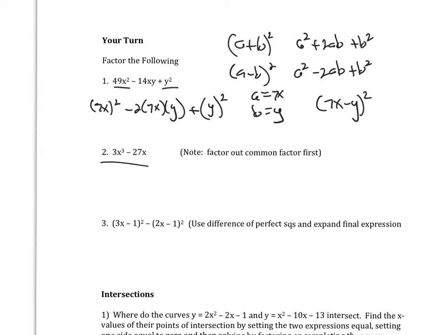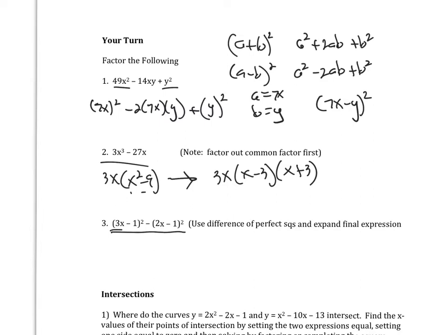Okay, when factoring, always try to look for any common factors that can be removed as a first step. So that means here we can end up with 3x times x squared minus 9, which means that we have a difference of perfect squares here, and that gives us 3x times x minus 3 times x plus 3.